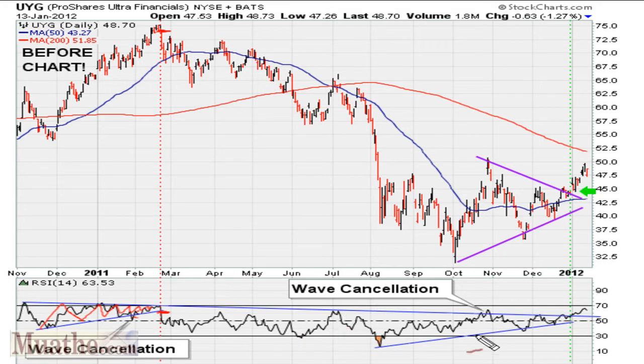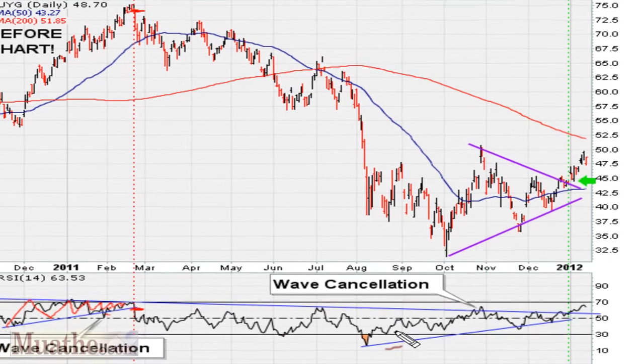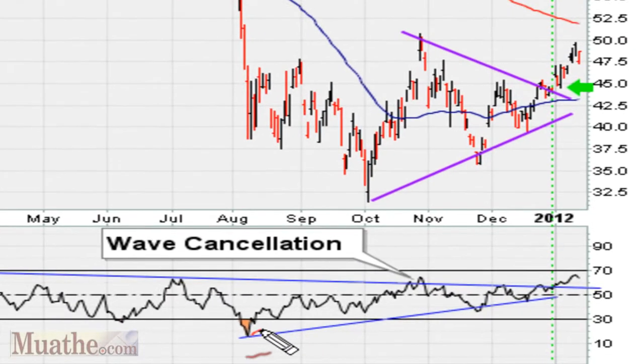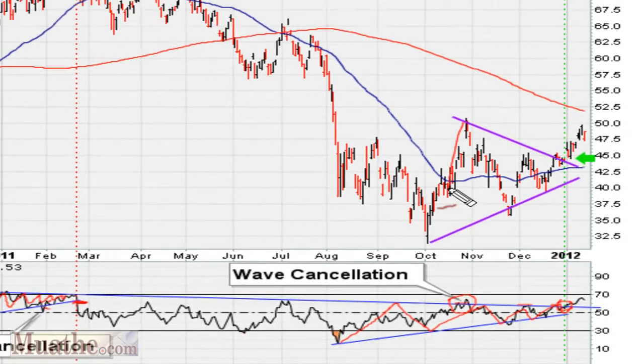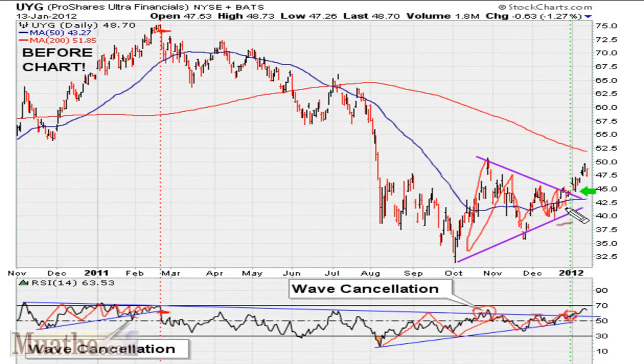Down the road, about a year and a half down the road, another wave cancellation wedge is formed. You see there's a wedge here, and you can clearly see the wave cancellation there, which means that the line can pass through that and connect to other points on the wedge. And once there was a breakout there, which also coincides with the price breakout out of this wedge, the stock was giving investors a buy signal.